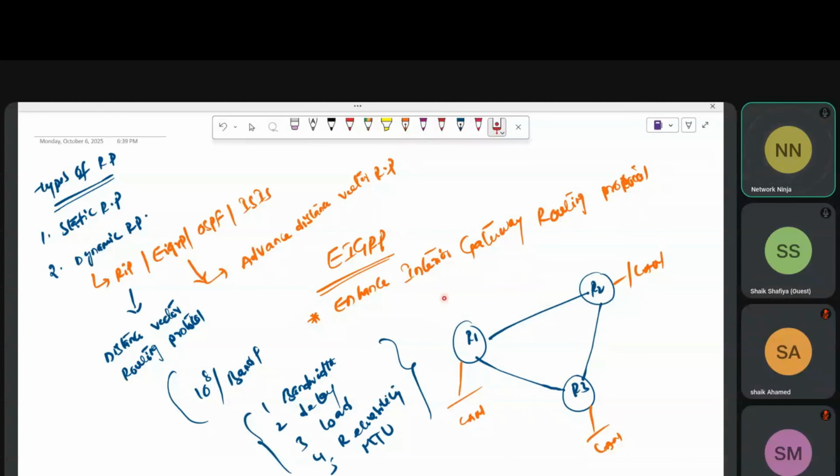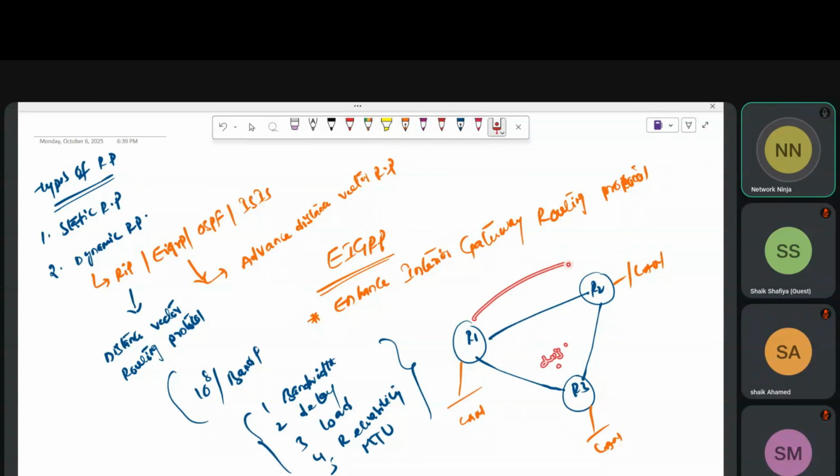So the router is going to calculate the distance from here to there. What is that distance? What is the metric I'm going to calculate? If I want to go from this particular LAN to this LAN, how much distance is it? And if I send the data from here like this, even here it is going to calculate the distance.